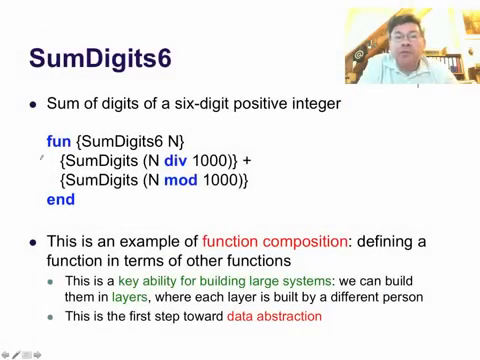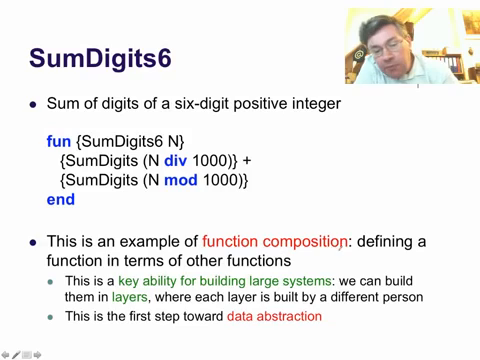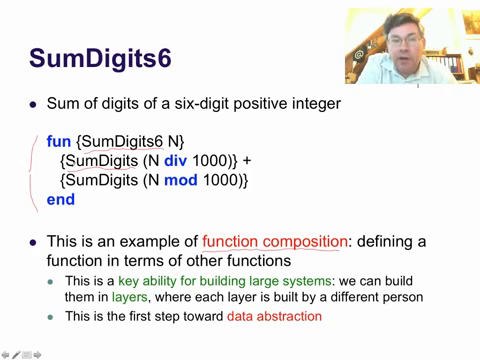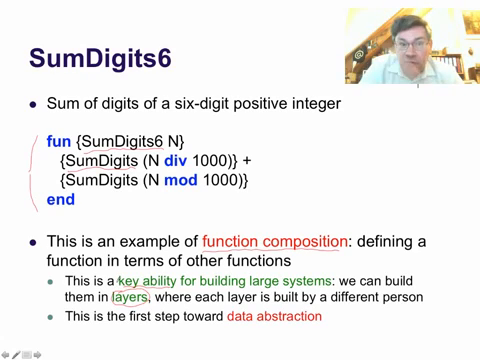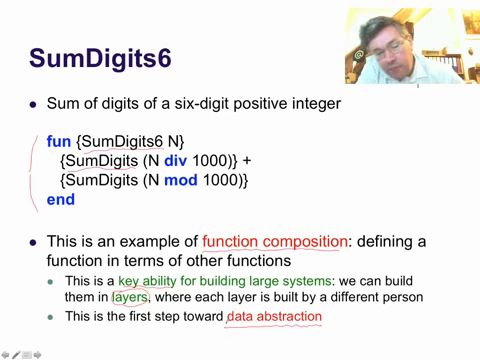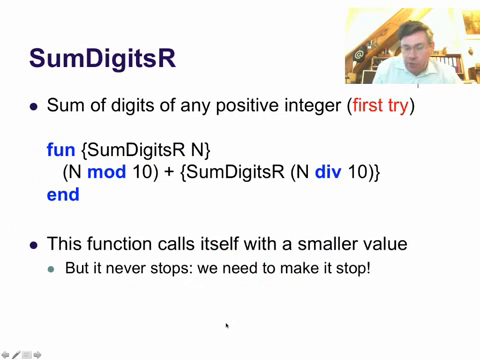So let me now summarize what we've done to turn our partial language into a complete programming language that lets us program in the functional paradigm. First of all, we have function composition. Here we show the example of sum digits 6, which calls sum digits, so a function calling another. This is a key ability for building large systems because it lets you build systems in layers. Each function calls functions in the layer below, and in fact, practical systems can have hundreds or thousands of layers like this. And this is the first step toward data abstraction. But it's not enough. We need more.